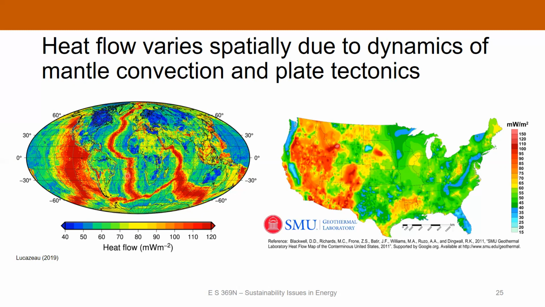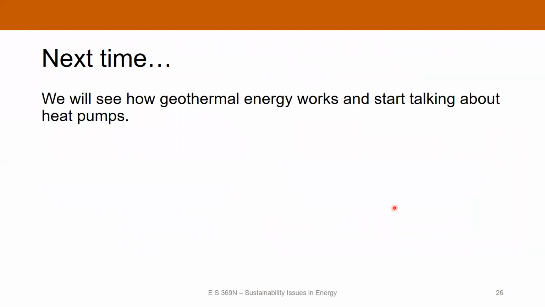Even within the US, there's a difference in heat flow in the Western US, particularly in the Basin and Range areas and Yellowstone and some of those places. The crust is thinner, and so there's more heat flow. Whereas in the East, for example, the crust is thick, it's old, it's cooled off, and so there's a lot less heat flow. Notice some interesting spots here in Texas, which we'll talk about later.